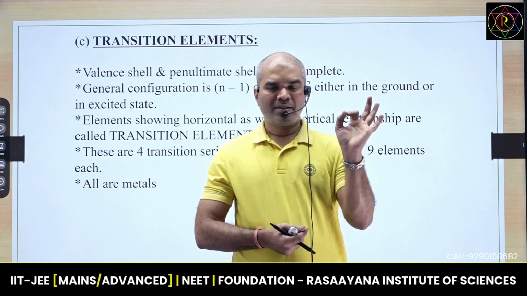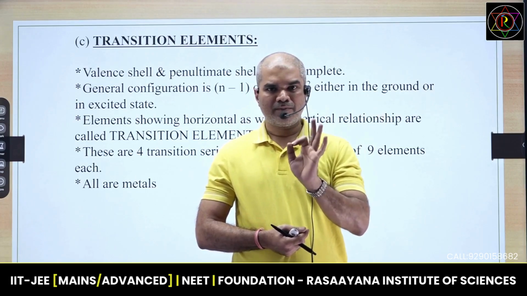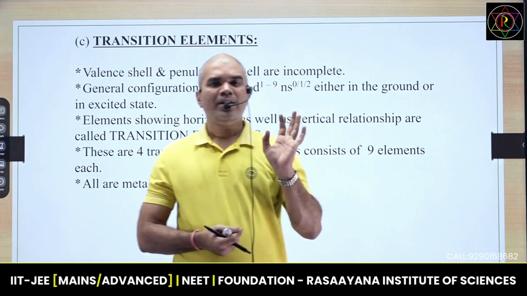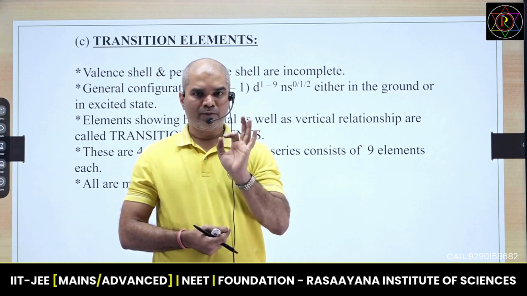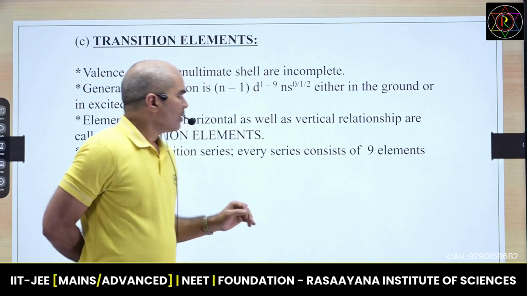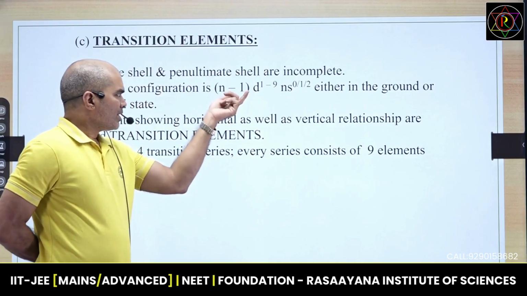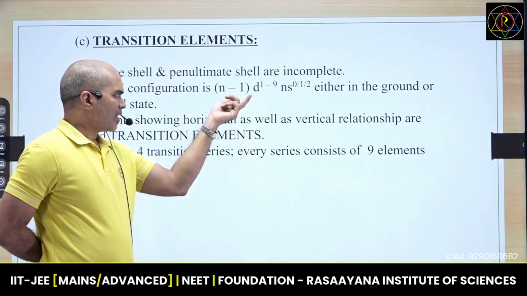For 5s there is no 3f. Okay, so remember this point. When you have 6s, then you can have 5d, then you will be having 4f. Right. So here we said valence shell and penultimate shell are incomplete.